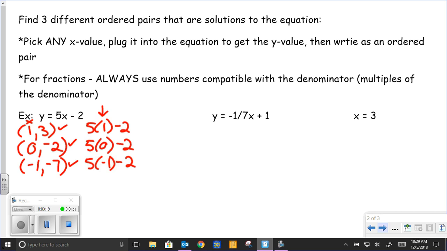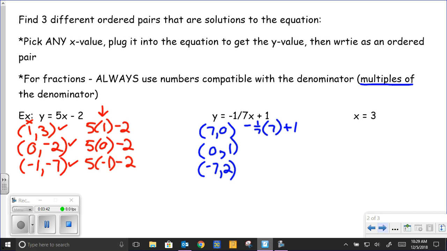Now the next one, we do have a fraction, and like it said right here, we want to use multiples of the denominator. So in this case, we have 7, 0, we have 0, 1, and we have -7, 2. So again, I'm going to plug this in. I have -1/7 times 7 plus 1. All I'm doing is taking my x values and plugging them in right here in the parentheses each time. When I do the math, these cancel out, so we have -1 plus 1, and it does equal 0.